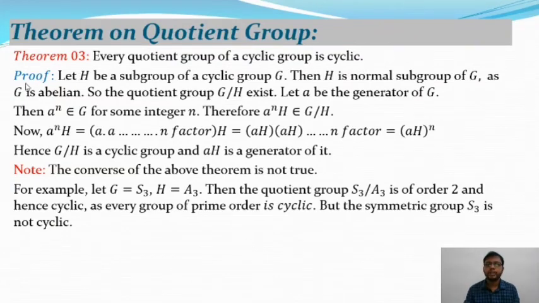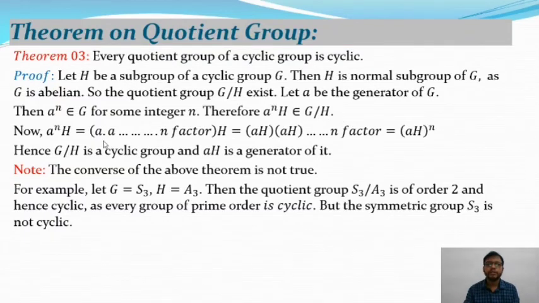So let H be a subgroup of a cyclic group G, then H is a normal subgroup of G. As G is abelian, the quotient group G/H exists. Let a be a generator of G. So G is the cyclic group, so there is a generator, say a. Then a^n belongs to G for some integer n. Therefore a^n H also belongs to G/H, that is, in the quotient group.